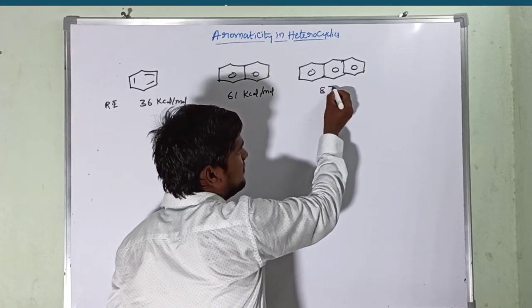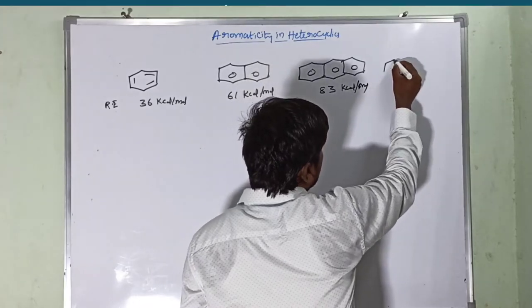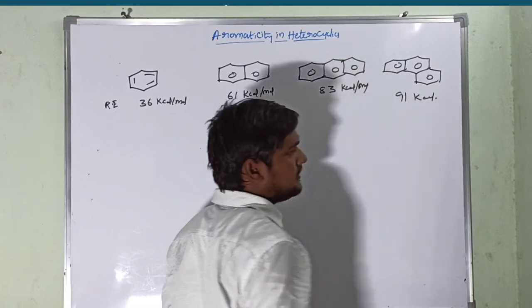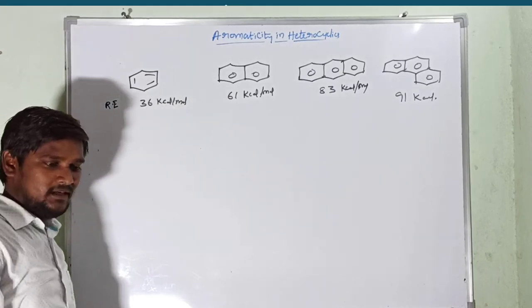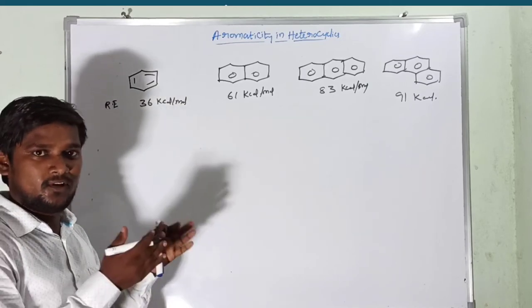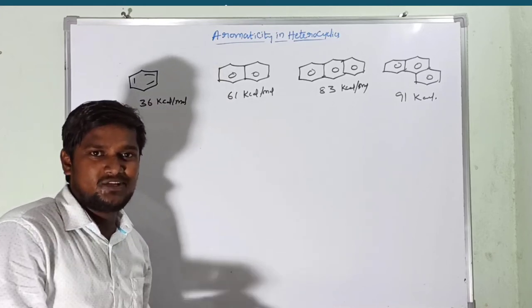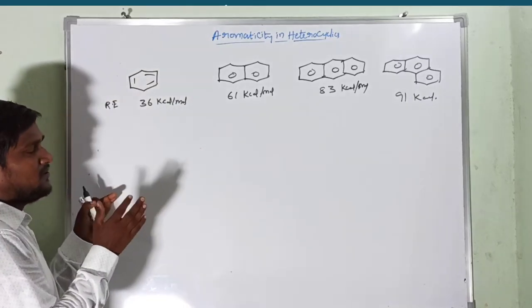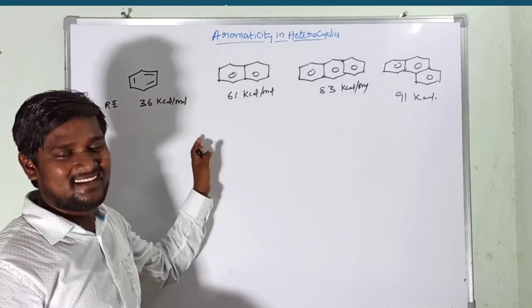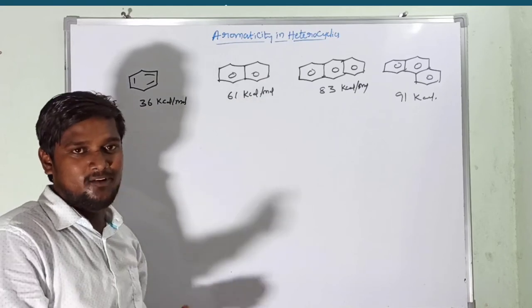Many of the books give 81, but some of the standard books give 83 kilocalories per mole. Now here it is phenanthrene, which is 91 kilocalories. In higher-level as well as lower-level competitive exams, questions like this are likely, with these four types of compounds given. Among the four, which one is more aromatic in nature, with more resonance energy? Whenever we remember these values, phenanthrene has more resonance energy than anthracene, naphthalene and benzene. This is wrong, because they are asking about the resonance energy per ring, not the total molecule.